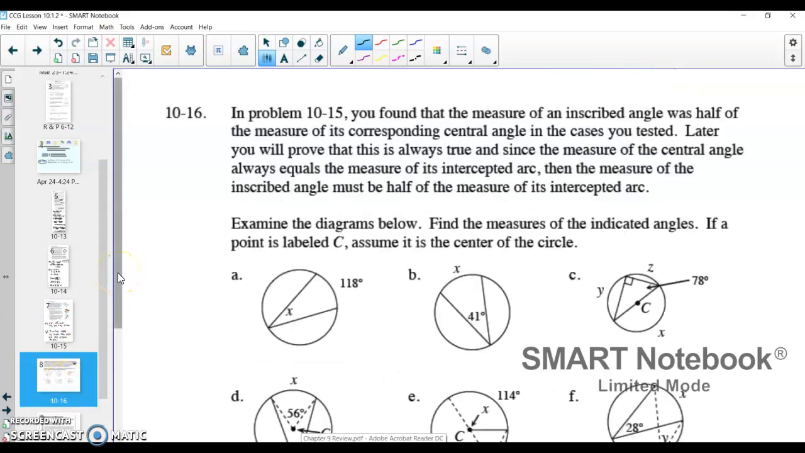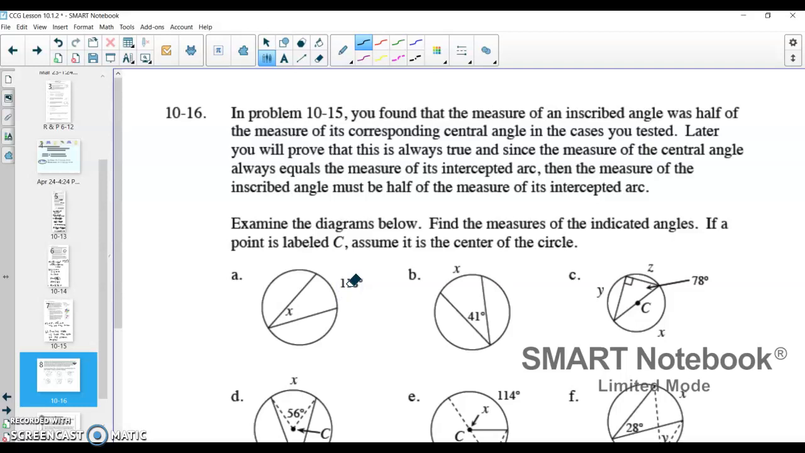All right. In problem 10-15, you found out these measures of the inscribed angles. I don't really have to read this one. And really, I think on our worksheet, I cut out D, E, and F. And we're just going to do A, B, and C to practice it a little bit here. So in problem 10-14, we said that the central angle is always the same as the angle on the outside here, if that's the way we're looking at it.